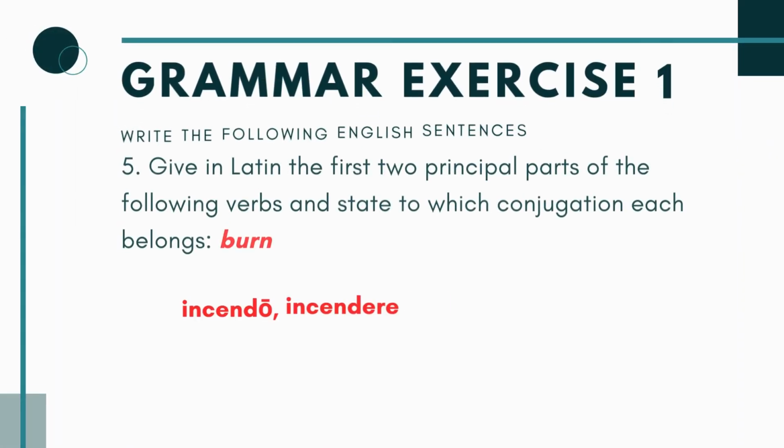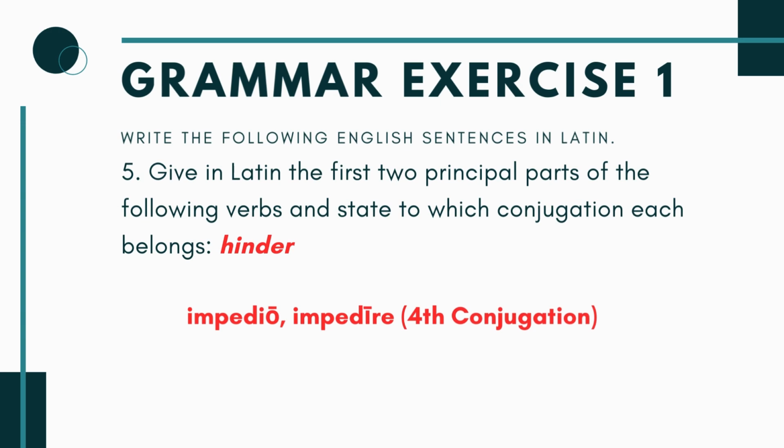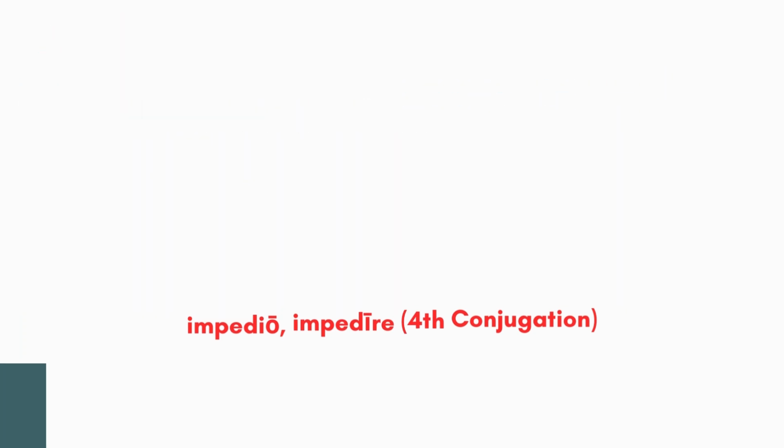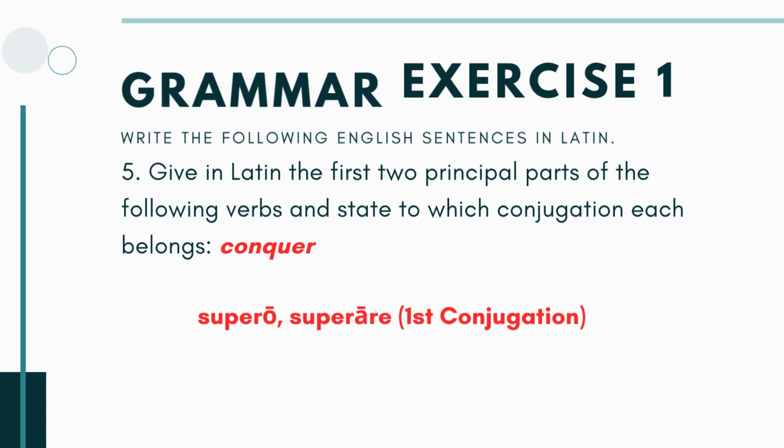Okay. Next, we have to burn, which is incendo, incendere. It's a third conjugation verb because of the short ere. Next, you have to hinder or sort of prevent, impedio, impedire. The long ire makes it a fourth conjugation verb. Next, you have to conquer, right? To overcome or conquer, which is supero, superare. The are makes it a first conjugation verb.